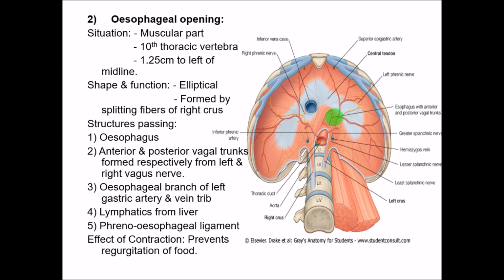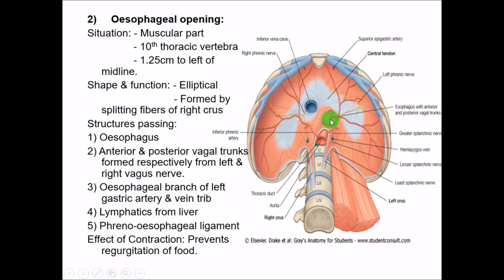Shape and function: this opening is elliptical, as you can see here, formed by the splitting fibers of the right crus. This is the right crus, so its fibers split and make this opening for the esophagus. So what are the structures passing along with the esophagus? As the name indicates, the esophagus is the main structure passing through this opening.